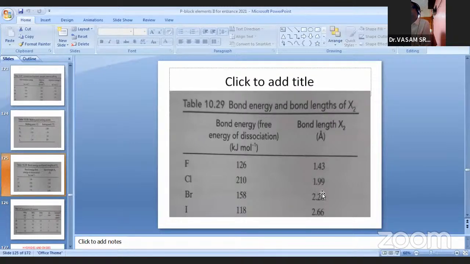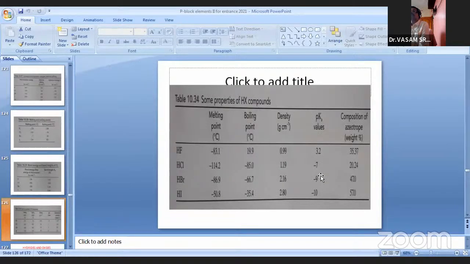And these are the bond length values of halogens. And now the next property, the first property, is hydrides. The seventh group elements react with hydrogen to give HX, the formula of hydrides. X means halogen, H means hydrogen. So in place of X, you have to put seventh group elements like chlorine, bromine, iodine. They form HF, HCl, HBr, HI.